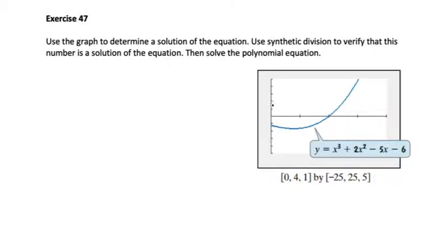So looking at my graph, I can see that this here is the y-axis, and according to the information along the bottom, my x-axis goes from 0 to 4, and each tick mark represents 1. So if I look at this, it looks like the graph is crossing the x-axis at 2. So I would say 2 is a solution based on the graph.